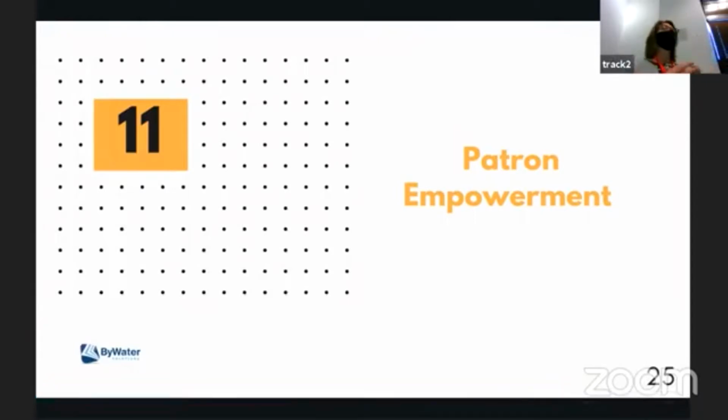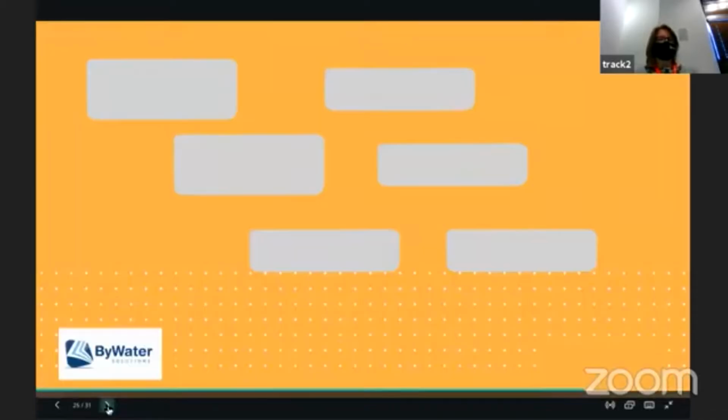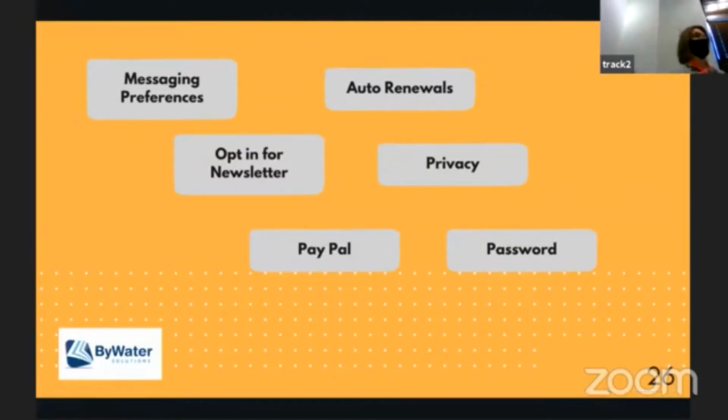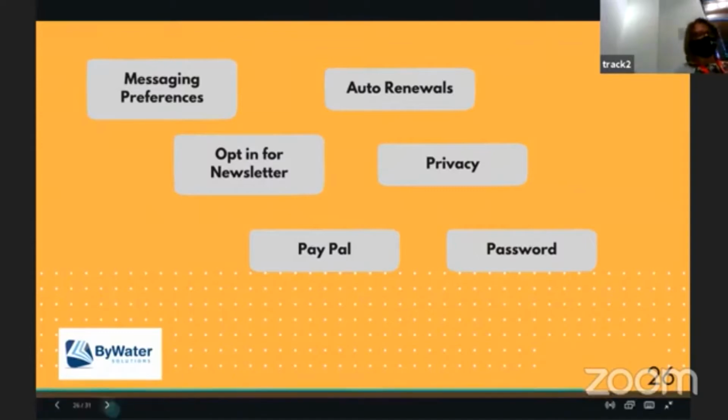We grabbed a few more things because, of course, 12 seemed really small, or 12 seemed really big. So we grouped some things together and we call it Patron Empowerment. So things such as messaging preferences, auto renewals, privacy, PayPal, password. Koha gives you so many ways to customize your patrons' empowerment process, allowing them to pick and choose what messages they receive and don't receive. Of course, not the overdues. These are your happy, fun messages.